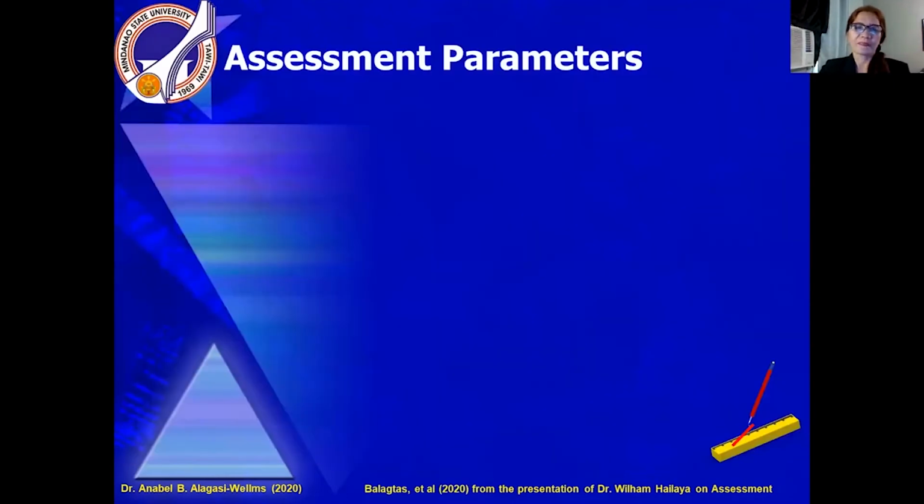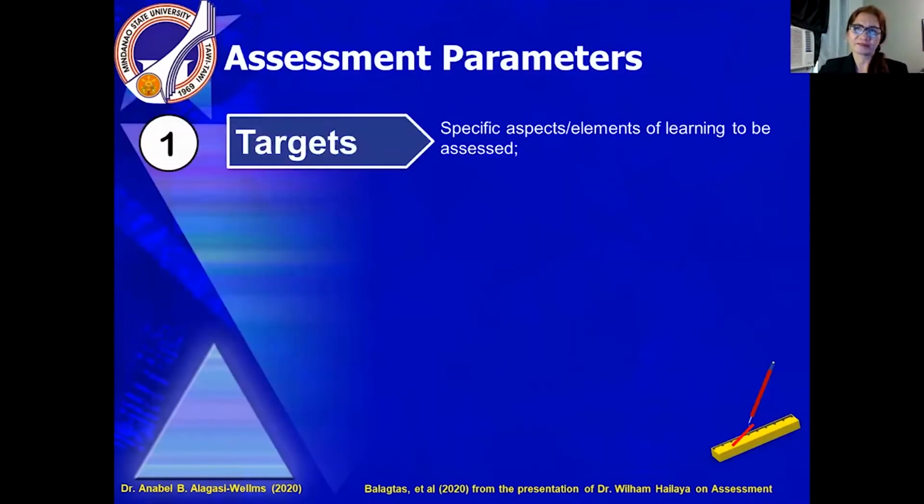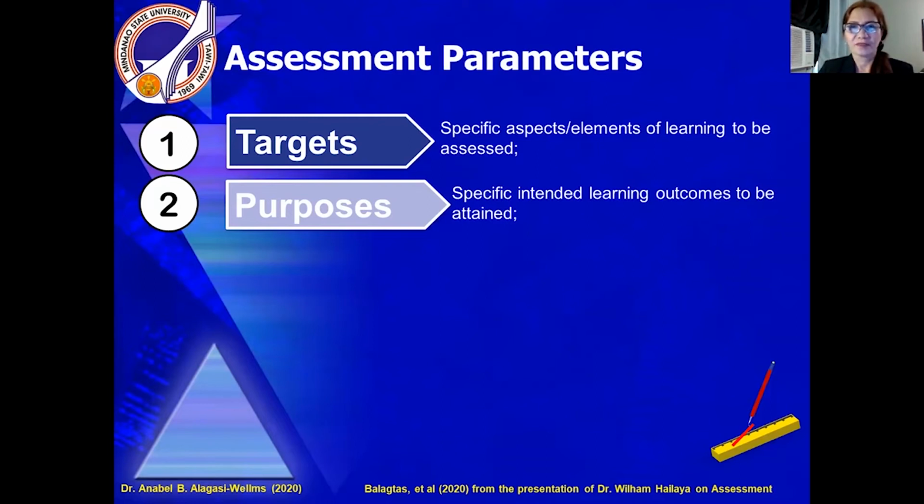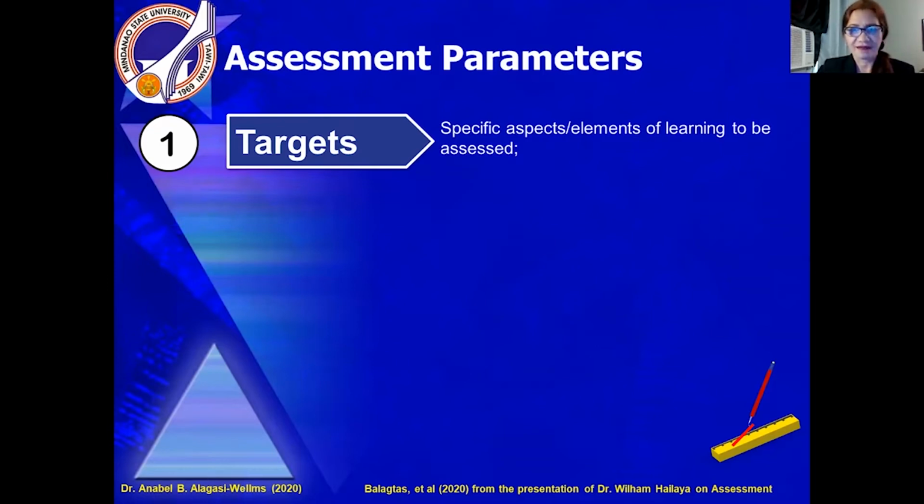Okay, so let's look at the parameters of assessment. As I have mentioned, when you give a test to your students, you should know the different parameters. First is the target. Make sure that when you give a test, you know what are the elements of learning to be assessed. For example, you should know what skills you would like to assess, whether it's listening, speaking, reading, or writing, so that the test that you will prepare will also be targeting those skills. You do not just give a test where you would like to assess the reading skills and then you're preparing a test for speaking or for writing. So you should know your target.